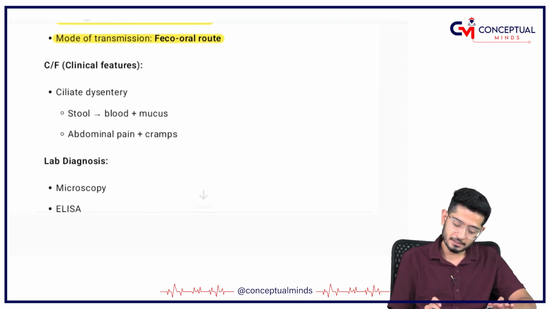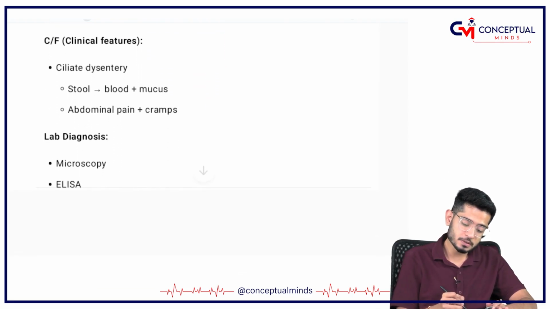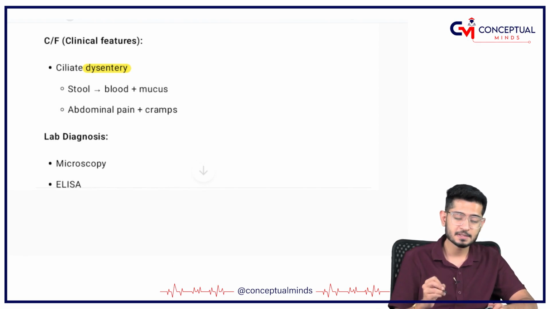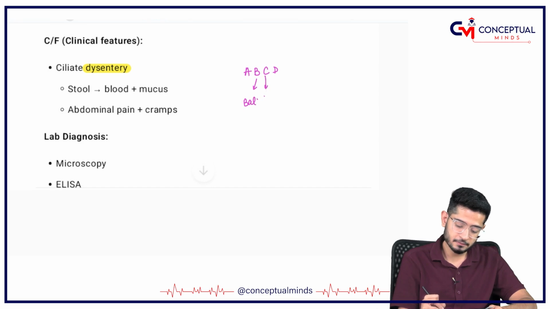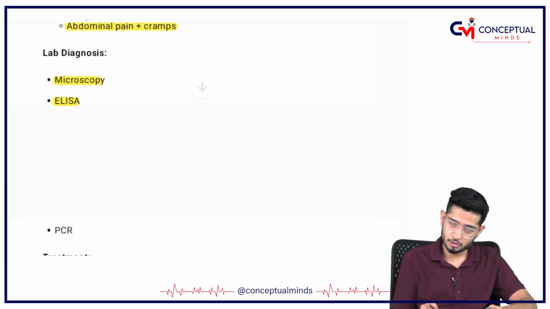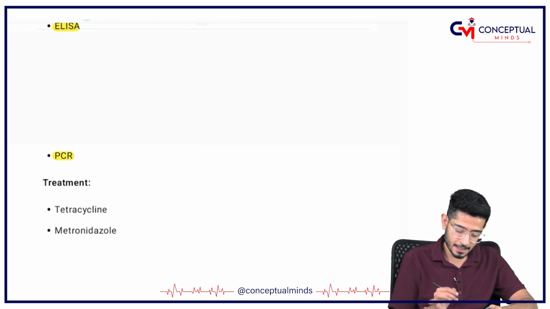What are the clinical features? It is also responsible for causing dysentery. So A, B, C, D. B for Balantidium, C for coli, causes dysentery. So stool will have blood, will have mucus, there will be abdominal pain, abdominal cramps. You have to see in microscopy. ELISA, PCR can be done.